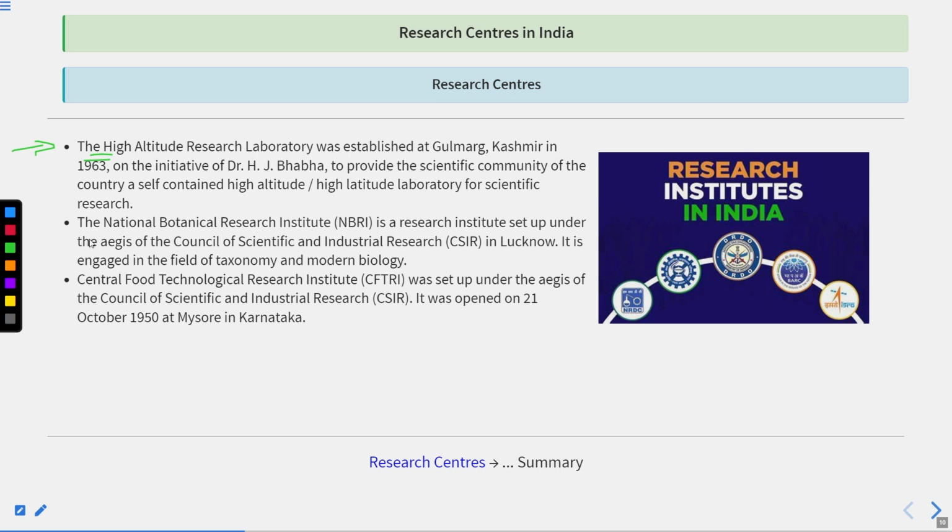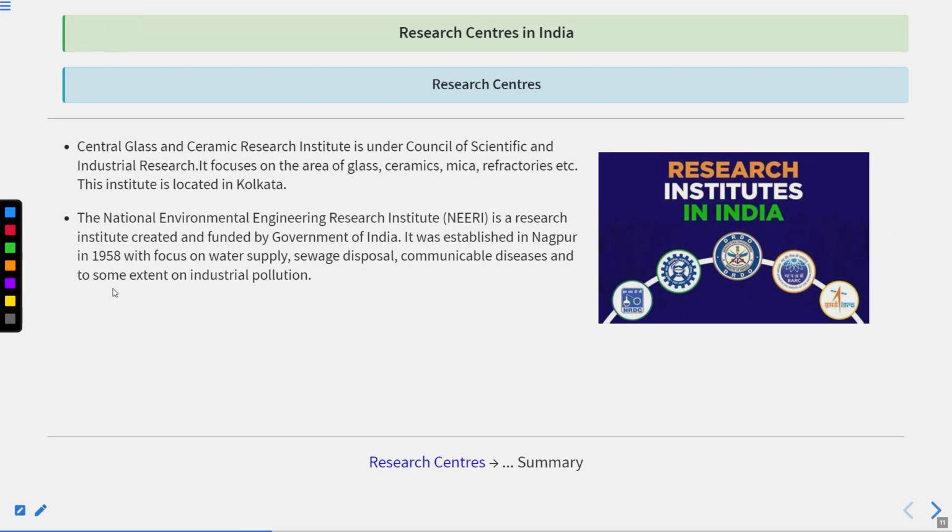The National Botanical Research Institute was set up under the aegis of the Council of Scientific and Industrial Research in Lucknow, engaged in the field of taxonomy and modern biology. The Central Food Technology Research Institute, set up under the aegis of the Council of Scientific and Industrial Research, opened on 21st October 1950 at Mysore in Karnataka. The Central Glass and Ceramic Research Institute, under the Council of Scientific and Industrial Research, focuses on the areas of glass, ceramics, mica, refractories, etc., located in Kolkata.